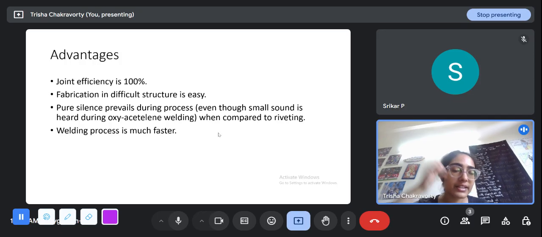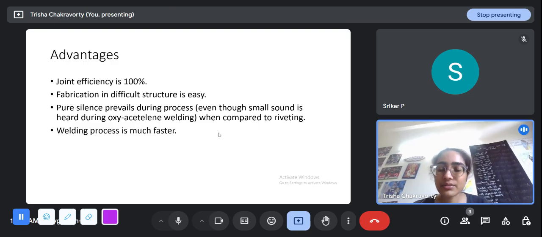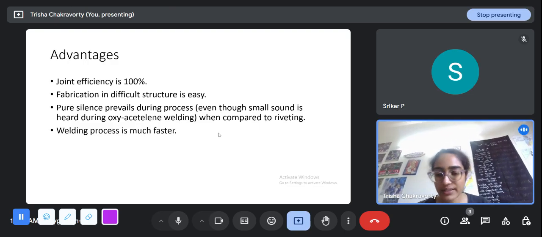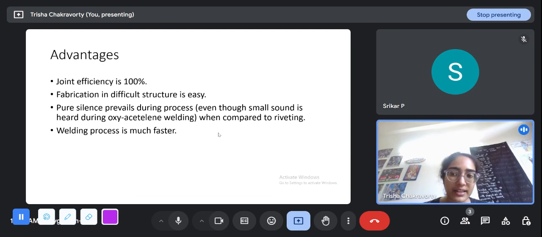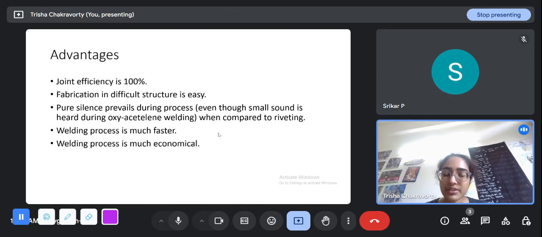Like for bolting, there's drilling, and we know what kind of sound we get from construction sites. A lot of that is drilling. Those are also factors that have to be considered, though they are less important than, of course, the safety and economy. Welding process is much faster. Welding process is much more economical.